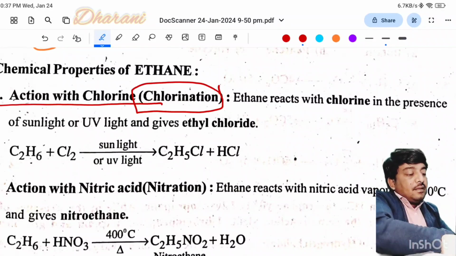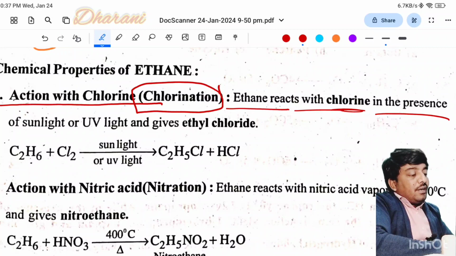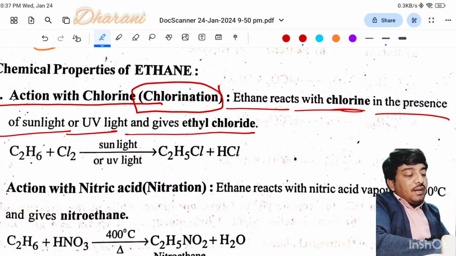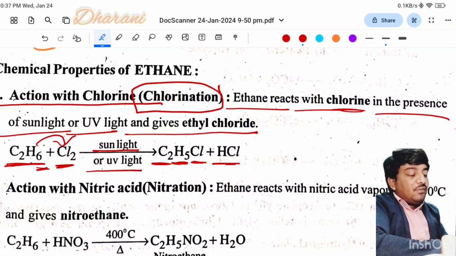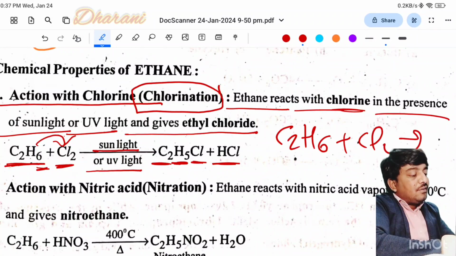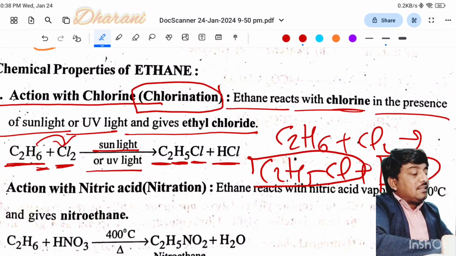Let's check. Ethane reacts with chlorine in the presence of sunlight or UV light. It gives ethyl chloride. Ethane, C2H6, reacting with chlorine in the presence of sunlight or UV light. Replace one hydrogen with the halogen, giving C2H5Cl. That hydrogen combines with chlorine and forms HCl. This product is known as ethyl chloride.